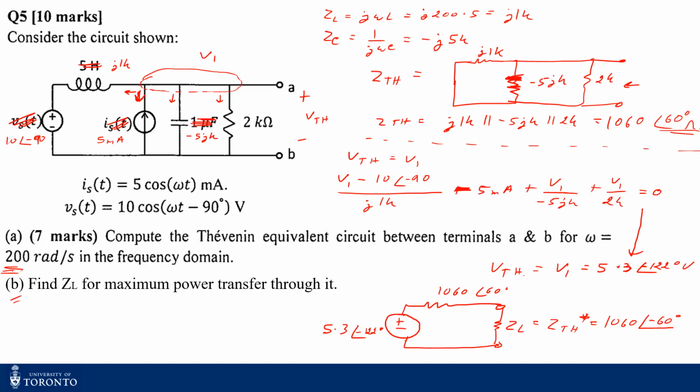If the angle of the Z Thevenin was minus 60, my ZL has to be plus 60. So basically the imaginary part would change. For example, if my Z Thevenin was A plus jB, my ZL has to be A minus jB. Or if it was A minus jB, my ZL has to be A plus jB. The imaginary part reverses the sign.